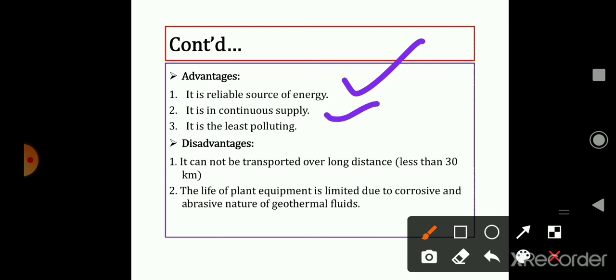So it has the least pollution. You will get some pollution, but when compared to conventional methods, it produces very little pollution. Then what is the disadvantage? It is a very important point. It cannot be transported over a long distance.